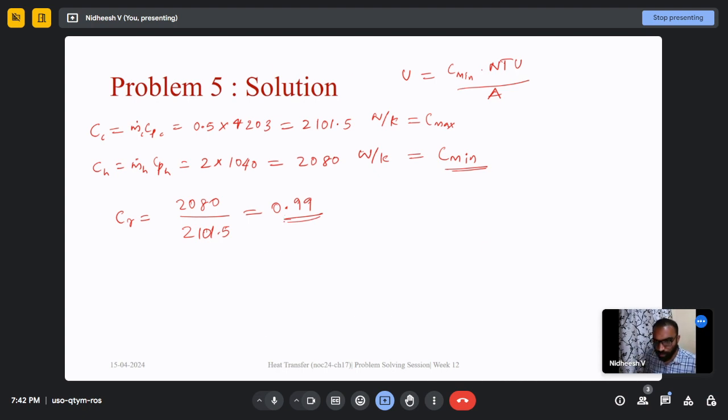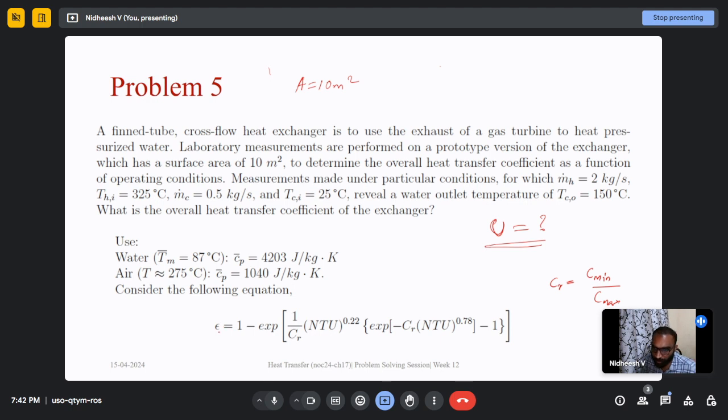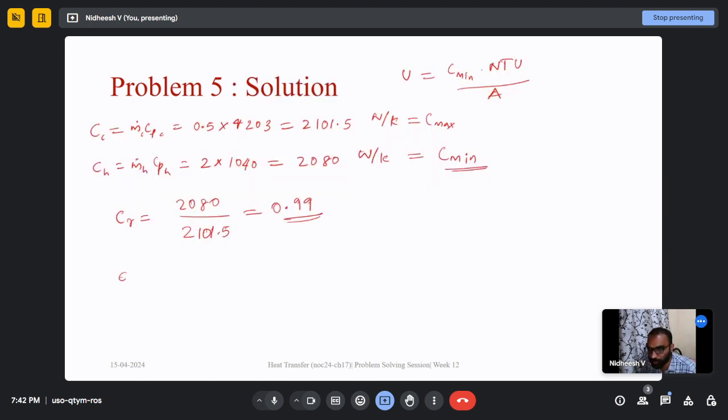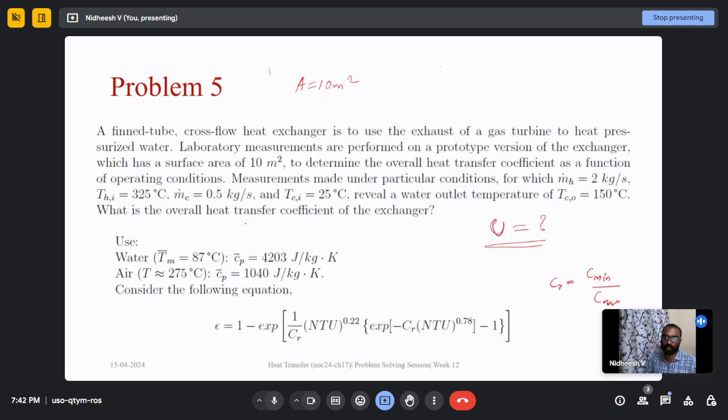Okay. Now in this effectiveness expression, there is an effectiveness, there is a CR, and there is NTU. NTU would be unknown at this point. CR we just now calculated, and effectiveness also we can calculate. What is effectiveness? Effectiveness is Q by Q max, right? And for which fluid we can calculate this Q? Because for the cold fluid, both inlet and outlet temperatures are known, right? So we can calculate Q for cold fluid.